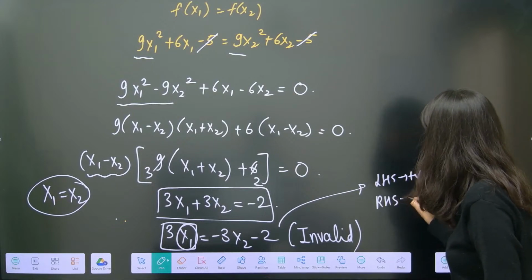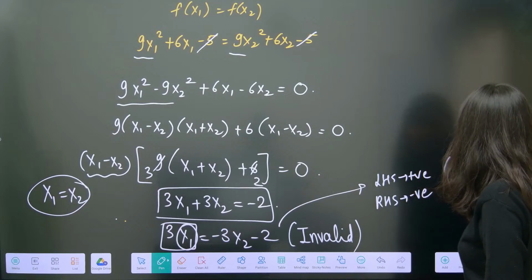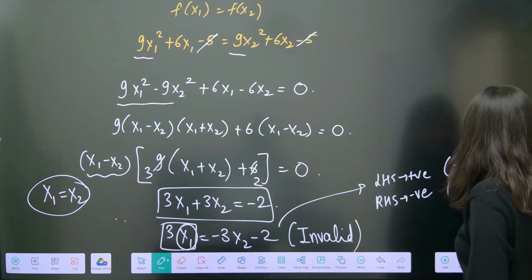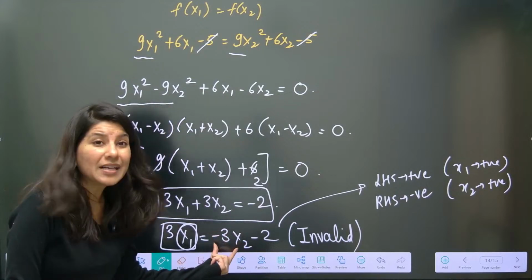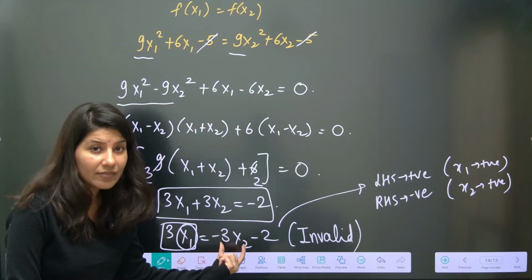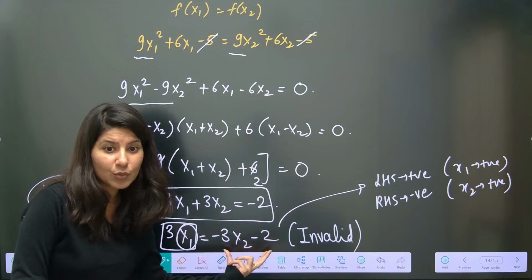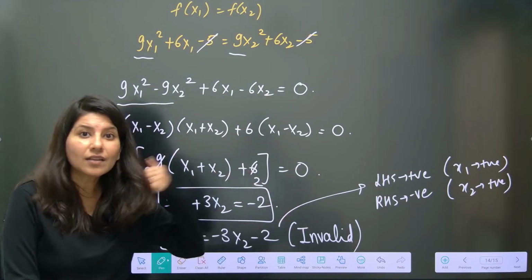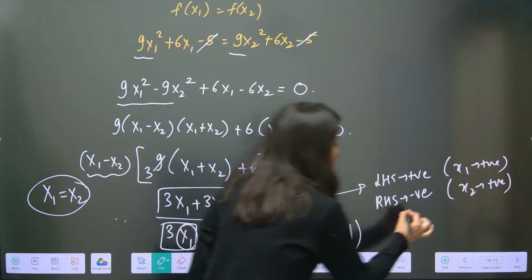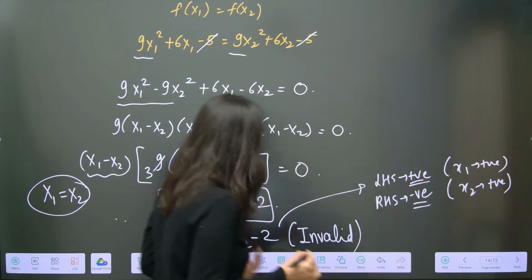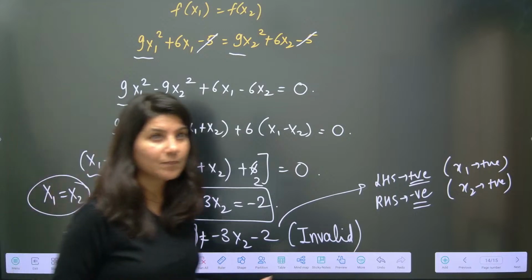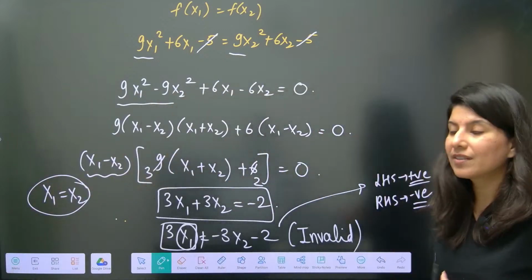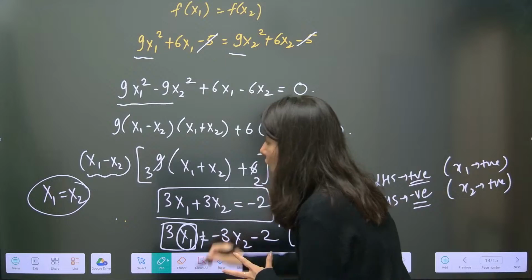So this expression suggests that LHS is positive because x1 is positive, and RHS is a negative quantity. Why? Because x2 is again positive. You put any positive number in place of x2 and multiply by minus 3, it will become negative. Negative and negative combined give a negative quantity. That's why your RHS is negative, LHS is positive. That means this can never be equal. So this is not valid.